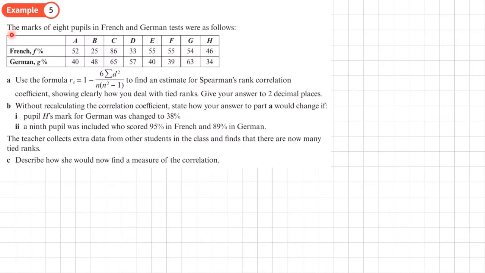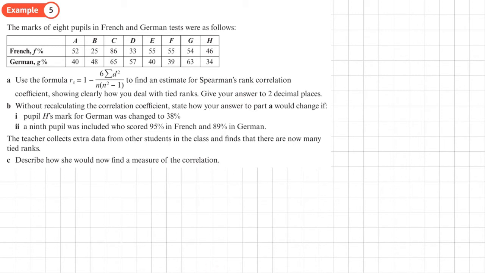Example 5. The marks of 8 pupils in French and German tests were as follows, and they're here in this table. Use the formula for Spearman's rank here to find an estimate for Spearman's rank correlation coefficient, showing clearly how you deal with tied ranks. Now, because we've got tied ranks, that's why this becomes an estimate rather than the exact value. Give your answers to 2 decimal places.